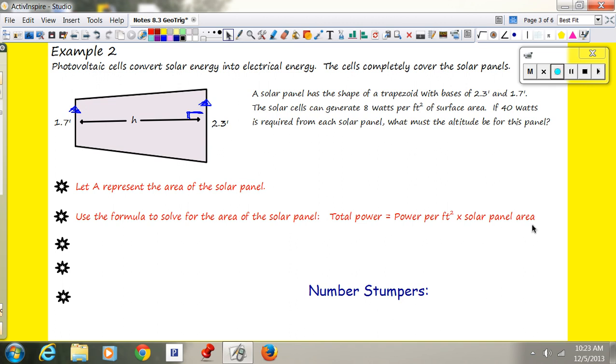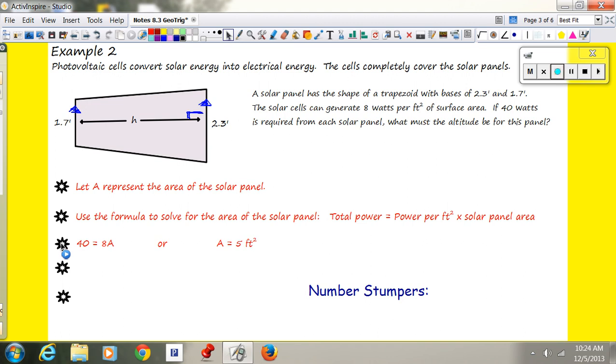If I know how much every square foot gives as an output, and I know how many square feet there are, I can multiply them together and get the total power. What two numbers did they give us out of these three? They gave us the power per foot, which was 8, and the total power, which was 40. So 8 times something has to give us 40 watts. You probably know in your head what the area has to be now.